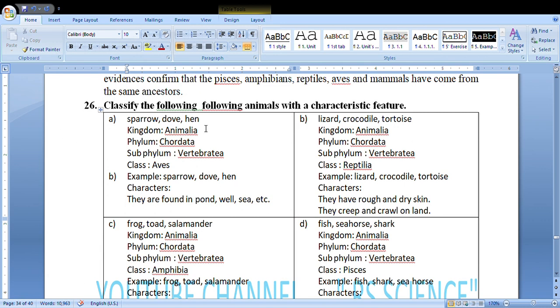Classify the following animals with the characteristic features. Here sparrow, dove, hen, all birds are given, all Aves. All of them: kingdom Animalia, phylum Chordata, subphylum Vertebrata, and class Aves. And the examples are the same examples here. Characters they are found.